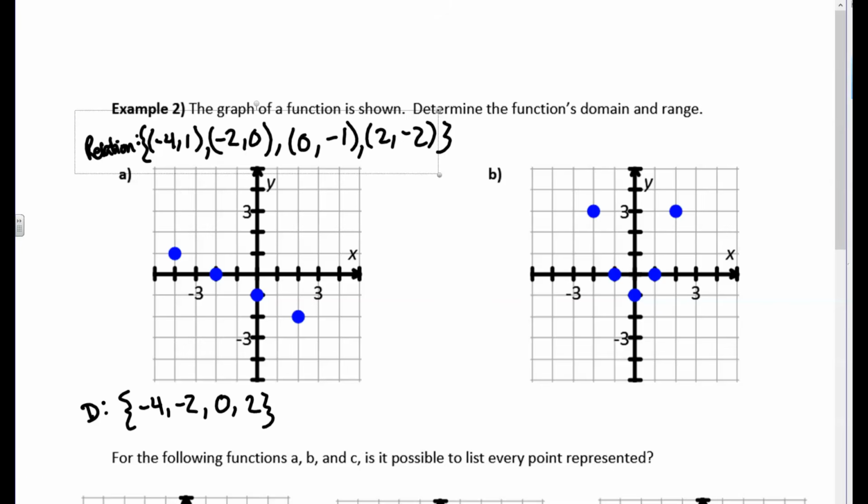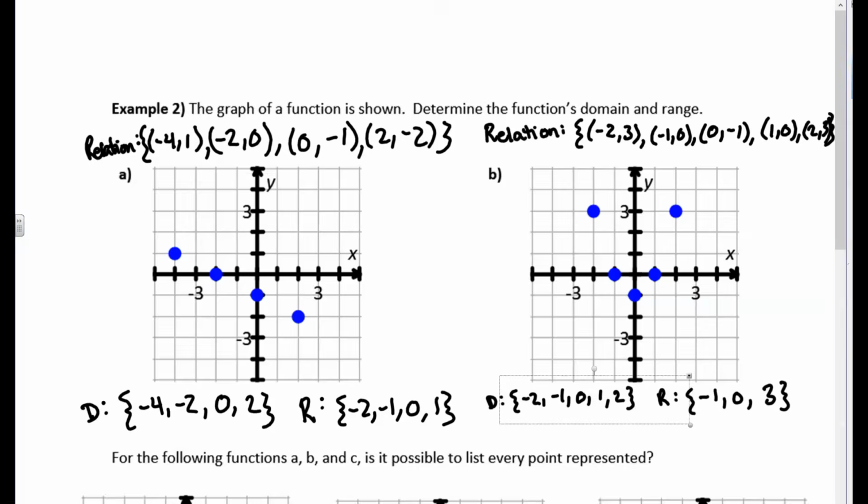All right, and now guys, go ahead and list the range. All right, take a minute and check your work. All right, I want all of you now to look at B. I want you to list the relation, then list the domain and the range. Again, guys, we don't repeat repeated values in our domain or range. So take a minute and do that. Okay, take a minute and check your work.